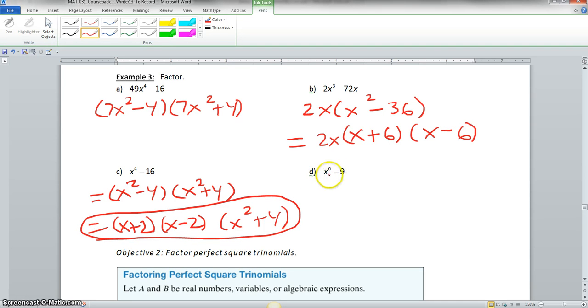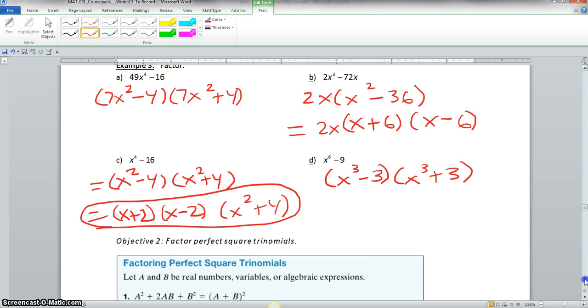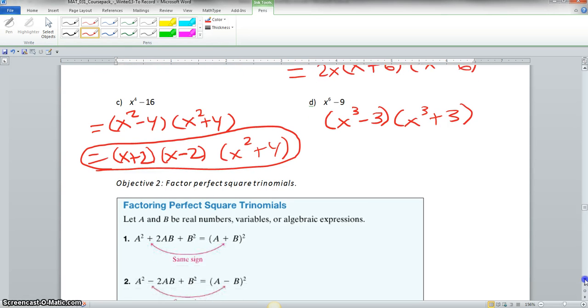Now we go here to D. x to the 6 is a perfect square and also 9. So we will have x cubed minus 3 and x cubed plus 3. And that is it.